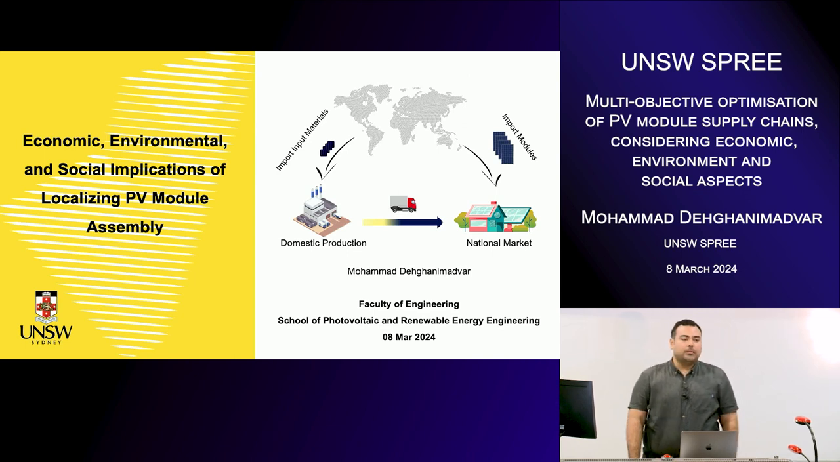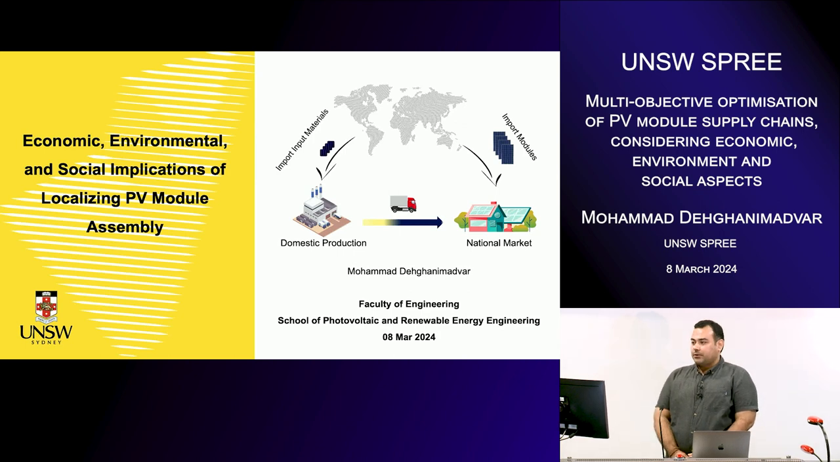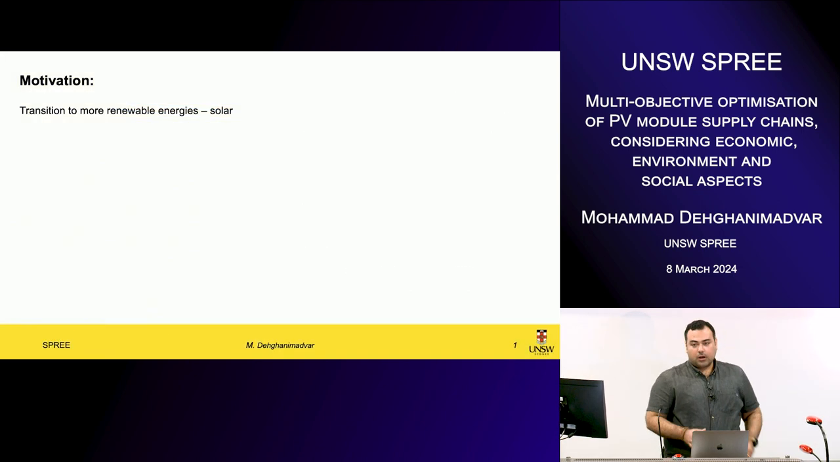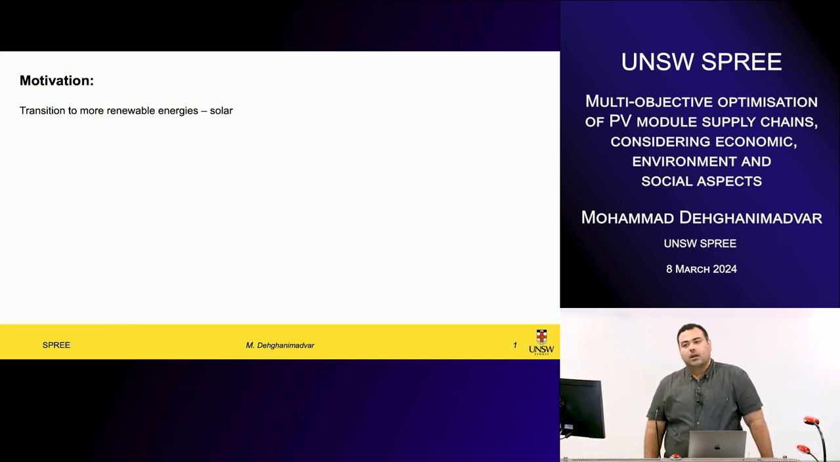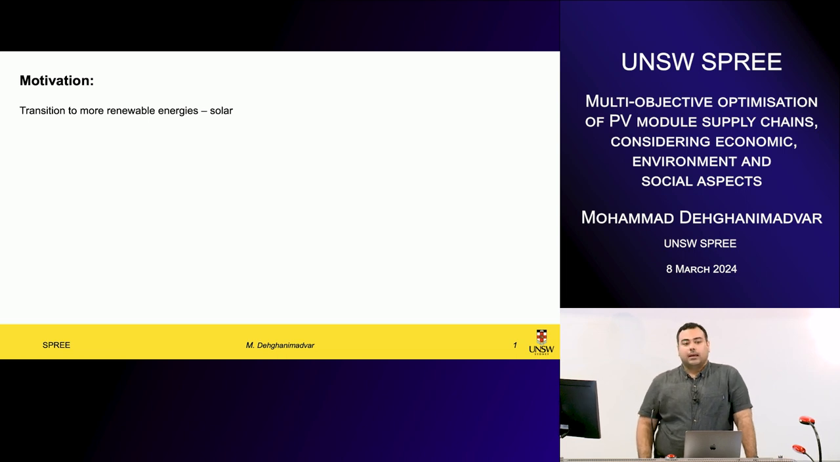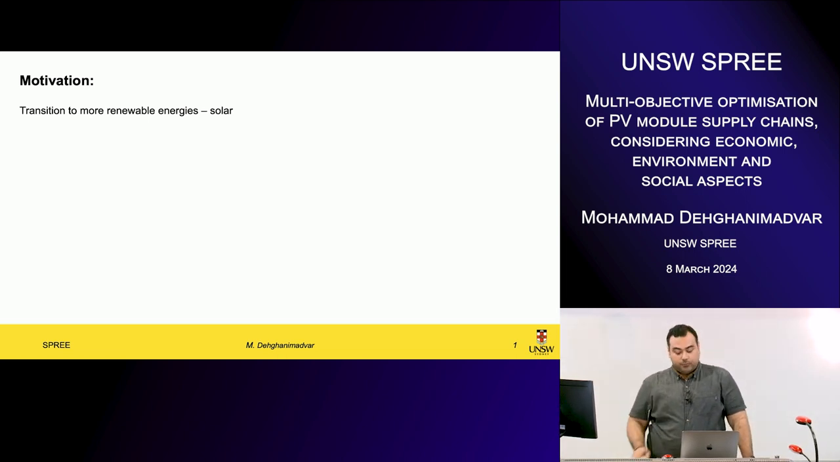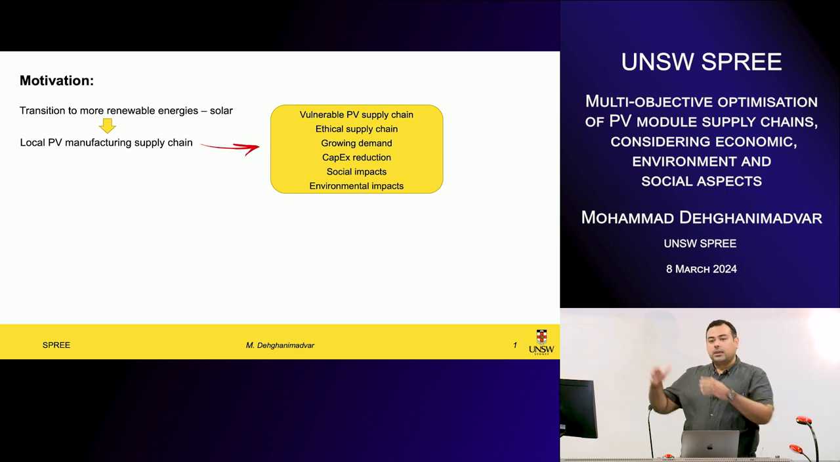Today, I'm going to talk about the economic, environmental, and social impact of local manufacturing. I would like to start my presentation with this fact: we need to transition to more renewable energy to combat climate change. And we know that solar is going to play, and is playing, a very significant and critical role in that matter. While we are doing okay on the demand side and deploying PV reasonably well, we are not doing very well on the supply side.